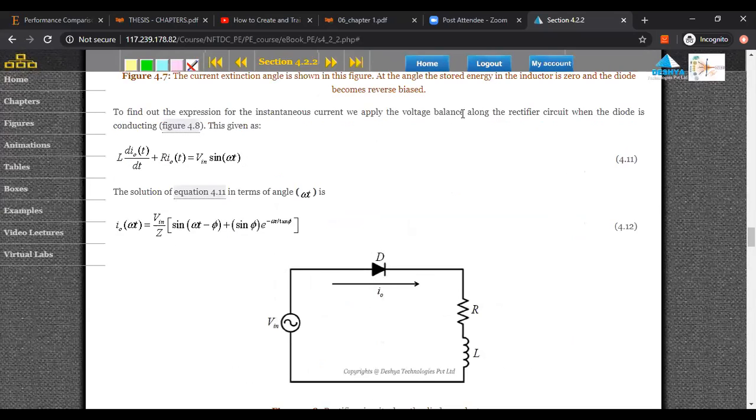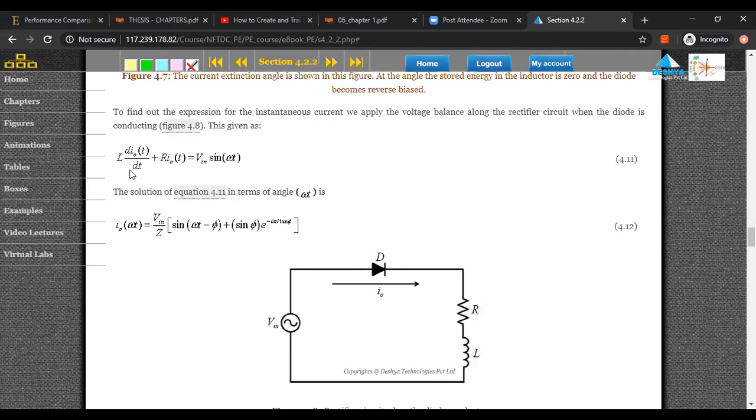If you have studied circuit theory or circuit analysis properly: if this diode is a closed switch, this is an AC source, and this is R and L, it is simply a series RL circuit. If you apply its voltage balance equation, the total voltage is equal to IR plus L dI by dt. The total voltage is distributed as the voltage across the resistor, IR, plus the voltage across the inductor, L di by dt, because in series voltages add up. The input voltage is Vm sin theta, where theta is omega t in this case.